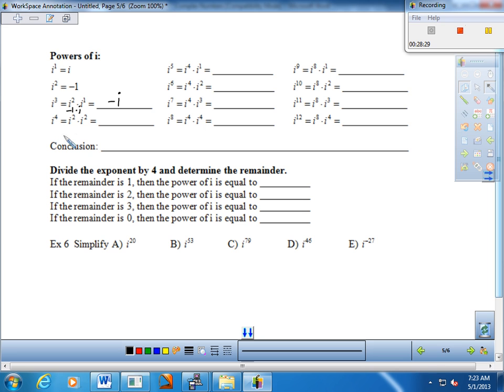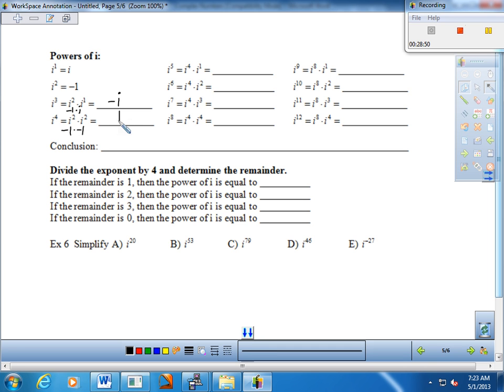Okay, nice. How about i to the fourth? Look at what I developed here. i to the fourth is really just i squared times i squared, huh? And i squared is negative 1. Oh, wait a minute, i squared is also negative 1 again. And negative 1 times negative 1 is 1.